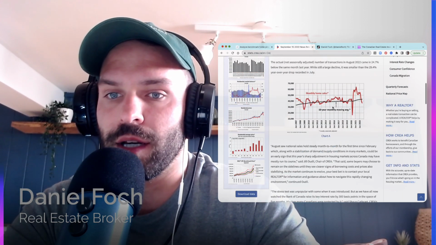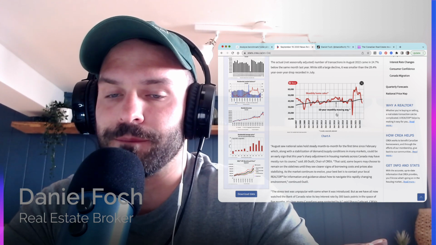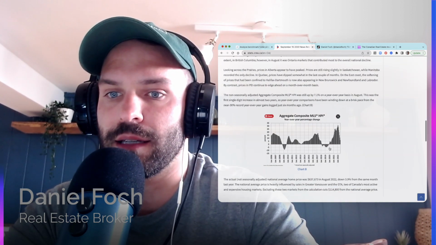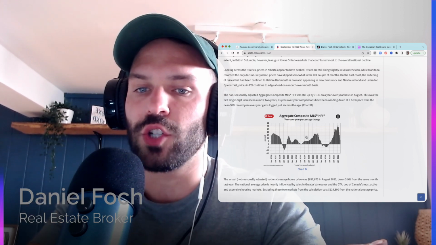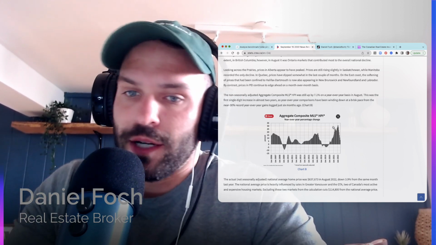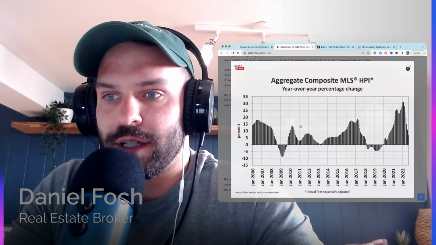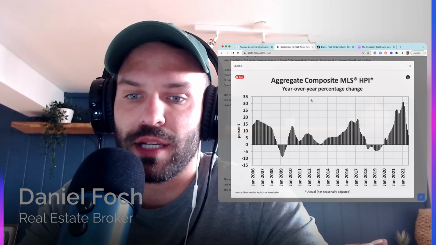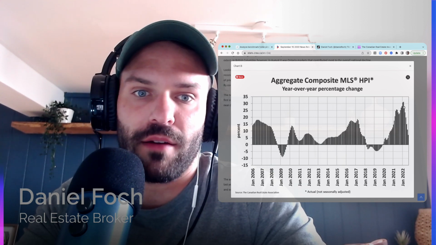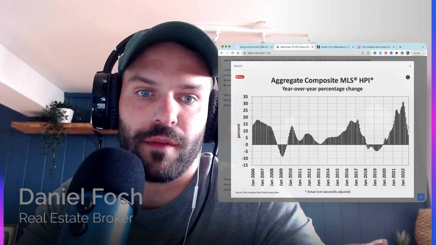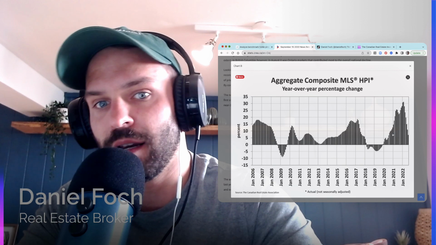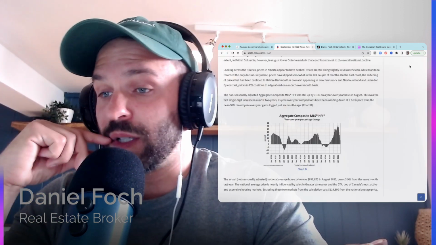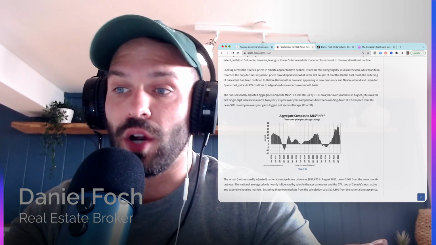On mobile, you're typically only going to see this monthly home sales chart in the middle here, and then you're also going to see this aggregate composite HPI chart, both of which are going down actually. So here you can see, if I pull this up, the aggregate composite MLS HPI, which is a house price index, has now gone down for 1, 2, 3, 4, 5, 6, 7 consecutive months. And basically, this means that we're seeing house prices in decline across the country.